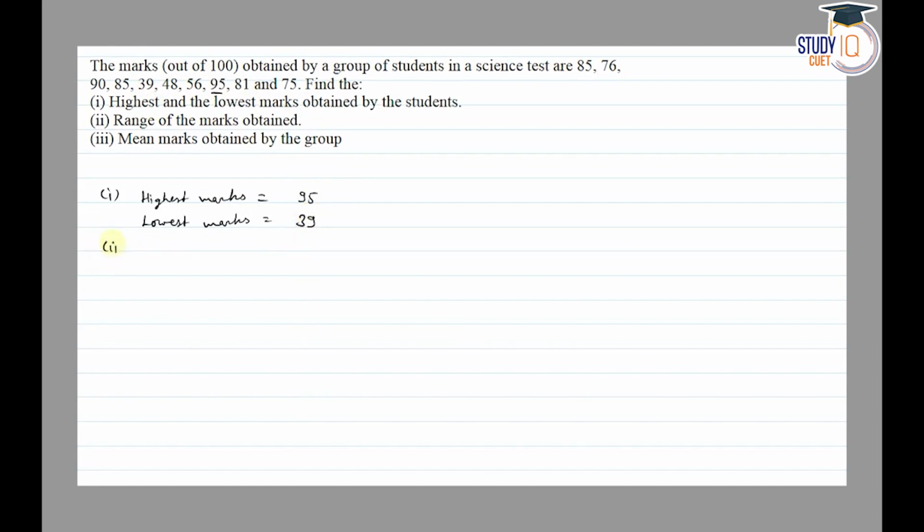Second, range of marks obtained. So the range will be highest marks minus lowest marks, is equal to 95 minus 39 is equal to 56.